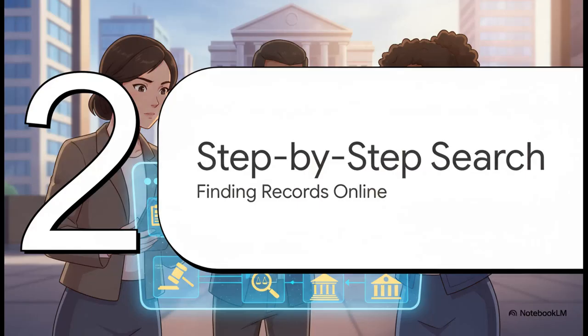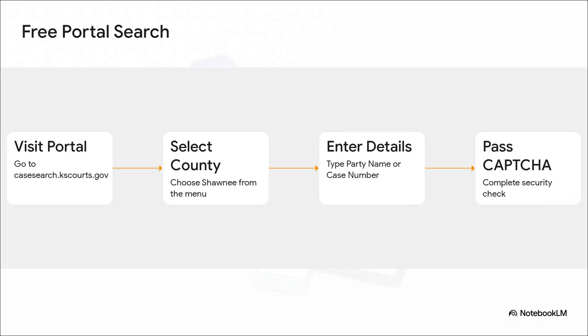Section 2, the step-by-step search guide. Getting the sequence right here is super crucial. By taking these 4 precise steps on the Kansas District Court Public Access Portal, you can instantly filter out the rest of the state and find exactly what or who you're looking for in Shawnee County.